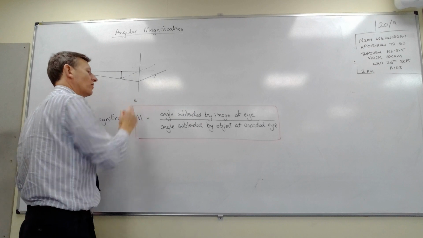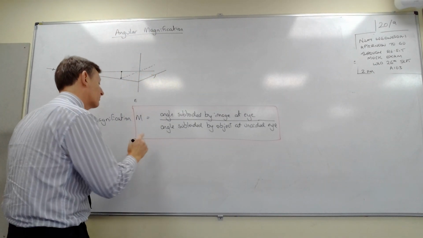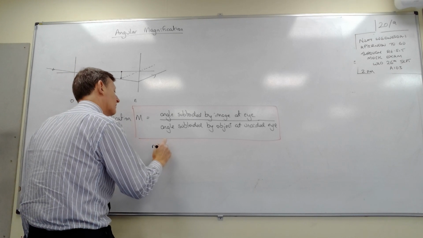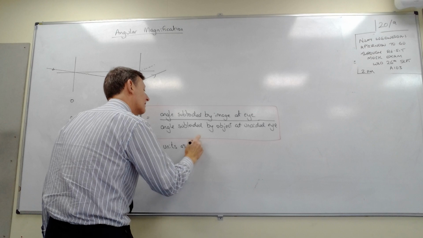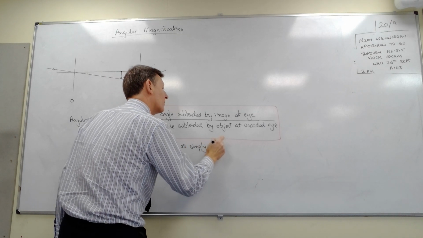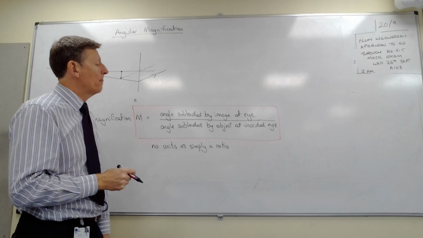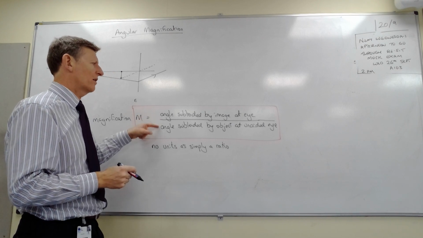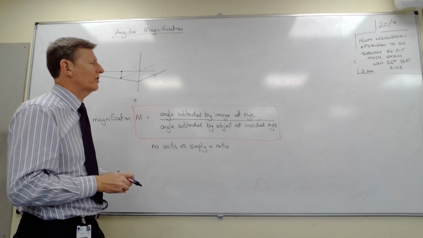Because it's a ratio of angles, there aren't any units. So it's just a ratio, no units. So what does this mean? Because it's quite a wordy thing: angle subtended by image at eye, angle subtended by object at unaided eye.